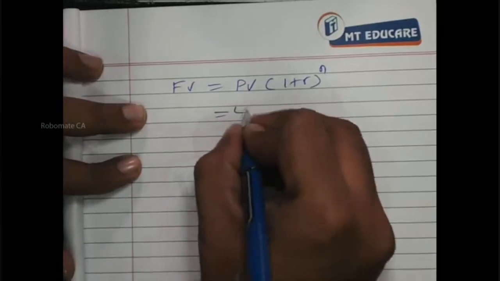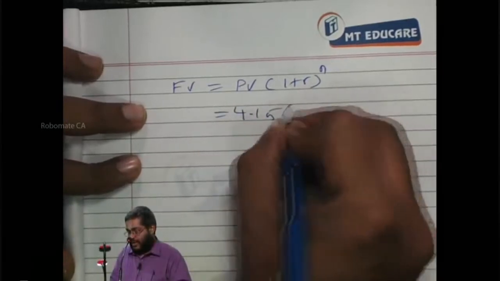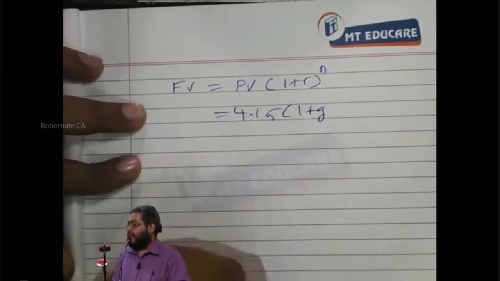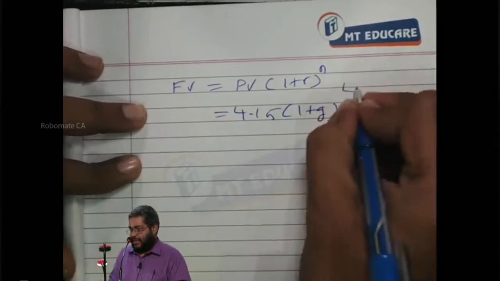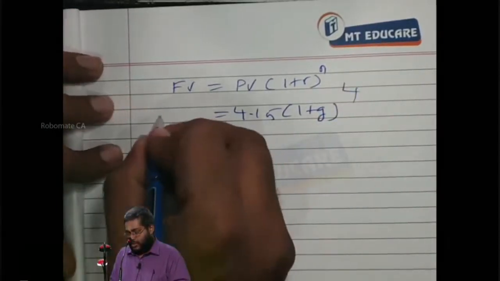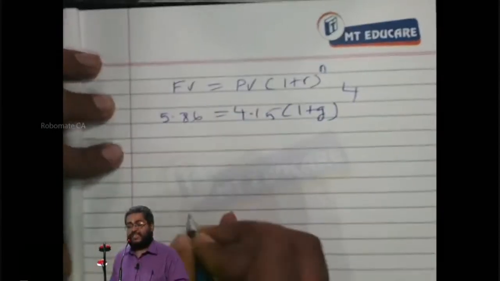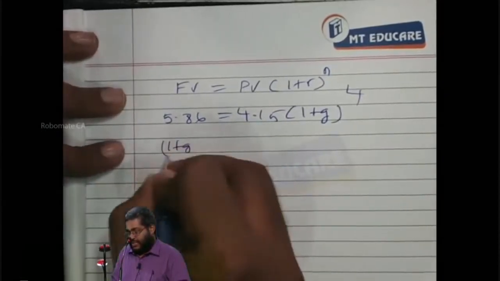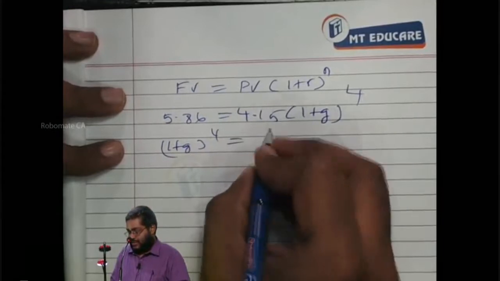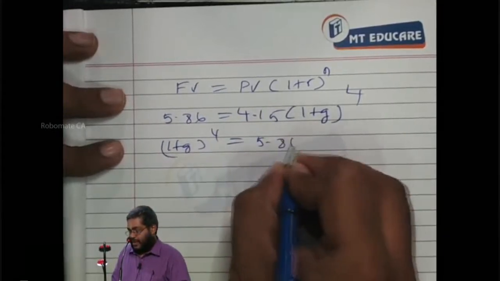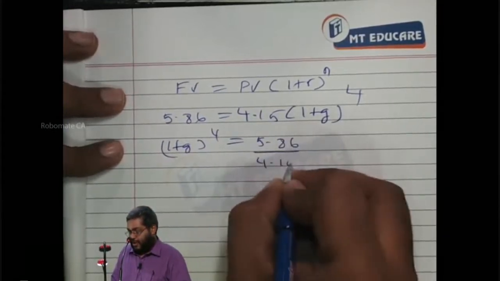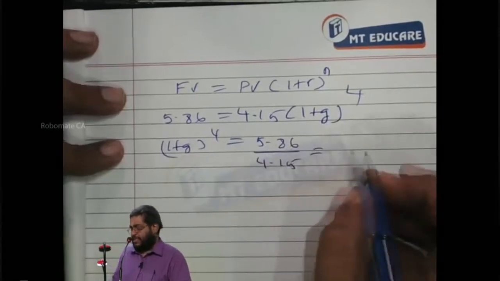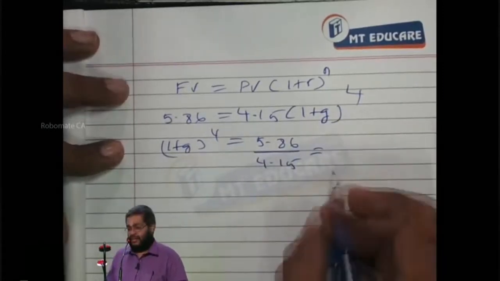Now. Today the share price is 4.15. It is going to grow at a growth rate of G%. How many years? 4 years. To become how much rupees? 5.86. I hope you're all following. Now, rearrange. 1 plus G power 4 is equal to 5.86 divided by 4.15. Tell me, what is 1 plus G power 4? Tell me the number.